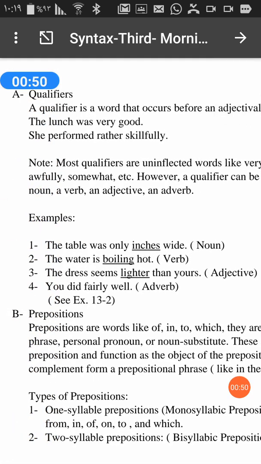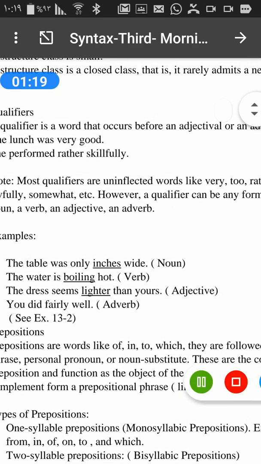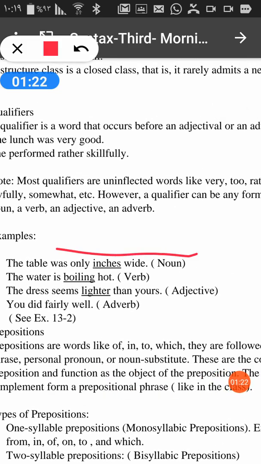For example, the lunch was very good. Here in this sentence, the very is the intensifier. And then, second example, she performed rather skillfully. So rather here is the qualifier.